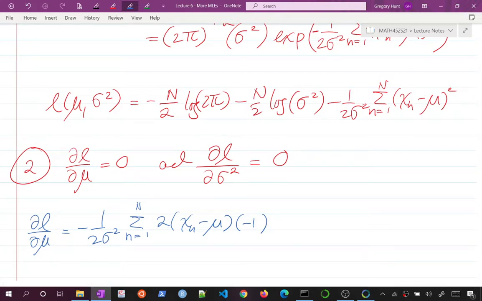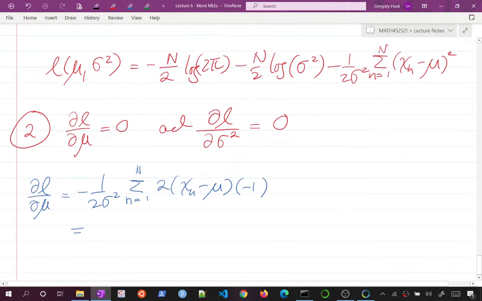Cool. And let's simplify this. That negative 1 cancels the 1 out front, and that 2 cancels with that 2 indeed. So that's what we're left with. We want to set that equal to 0. And in fact, we can push that sum through, and that would be the sum of the xn's minus n times mu. All right? Because I pushed that sum through.